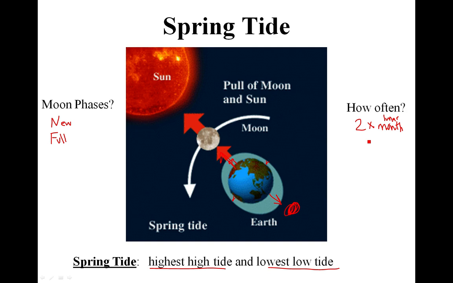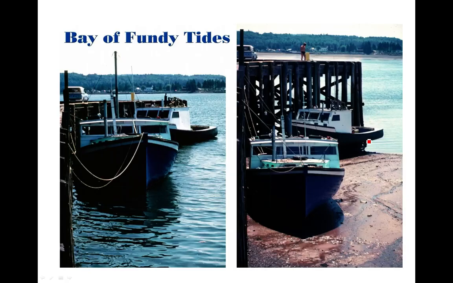Well, how high is the highest high tide and lowest low tide? The biggest one in the world is in the Bay of Fundy. It's in Nova Scotia, Canada. And it's 54 feet. So at the spring tide, it's a change of 54 feet. It's a lot of water going through. It's mainly because of the way that the ocean floor is situated or is geographically arranged around there.